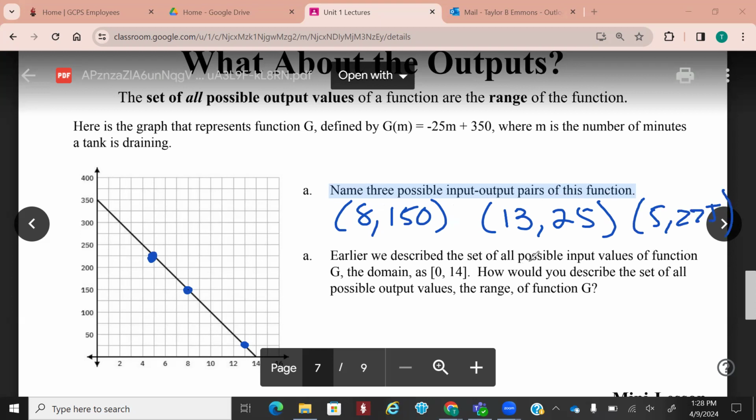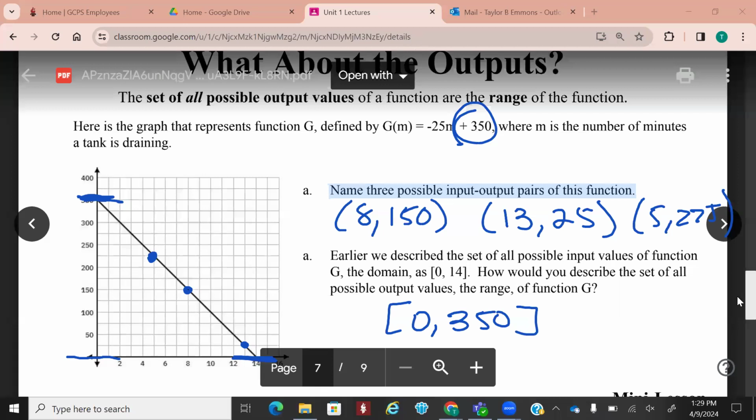Okay, earlier we described the set of all possible input values as being 0 to 14. How would you describe the set of all possible output values? So output would be my range. Well, we're going to look at the lowest and the highest values. The lowest would be 0, and the highest would be 350. And that's because we started with 350 in the tank, and then we go all the way until it's completely empty.